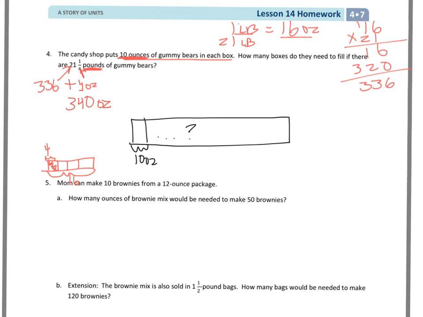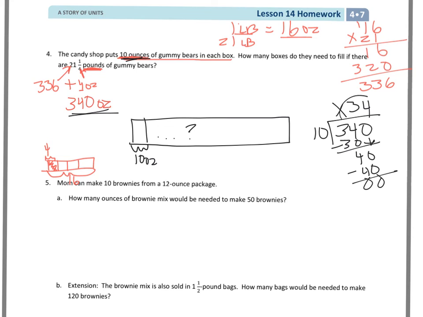So I can count by tens and draw that number of boxes in. Or what I can do is I can take 340 and divide it by my 10 because they're both in ounces now. And I can see how many tens I can pull out of that. And I'm going to see that I can pull out 34 boxes. So they'll need to fill 34 boxes. Do I really want to go in and draw 34 boxes on my tape diagram? Probably not.